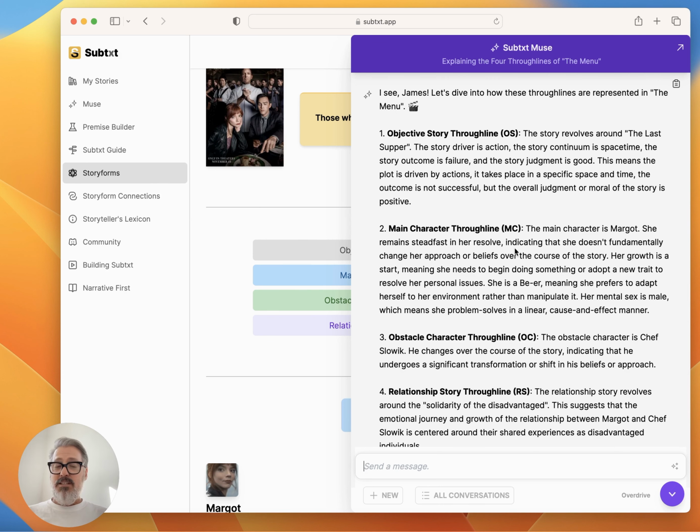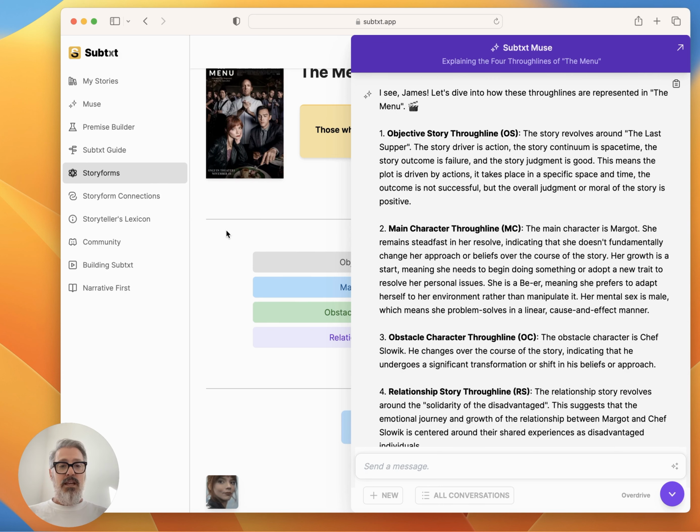It correctly identifies the main character, which is Margot, and she remains steadfast in her resolve, indicating that she doesn't fundamentally change her approach or beliefs over the course of the story, which is true. Her growth is a start, meaning she needs to begin doing something or adopt a new trait to resolve her personal issues, which again is true. She is a be-er, meaning she prefers to adapt herself to her environment rather than manipulate it. And her mental sex is male, which means she problem solves in a linear cause and effect manner.